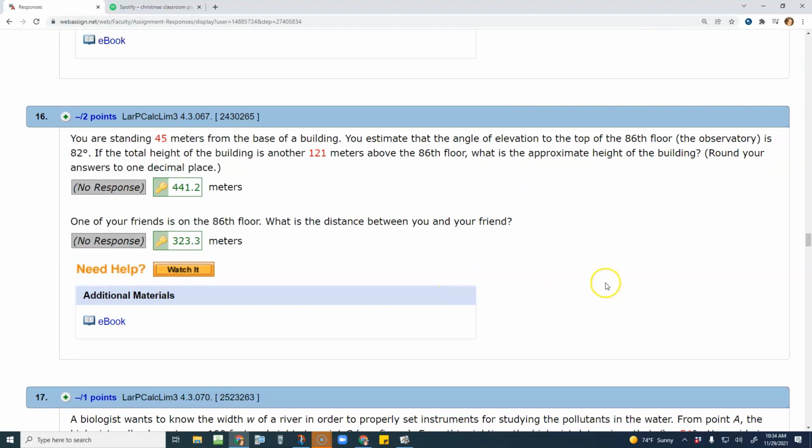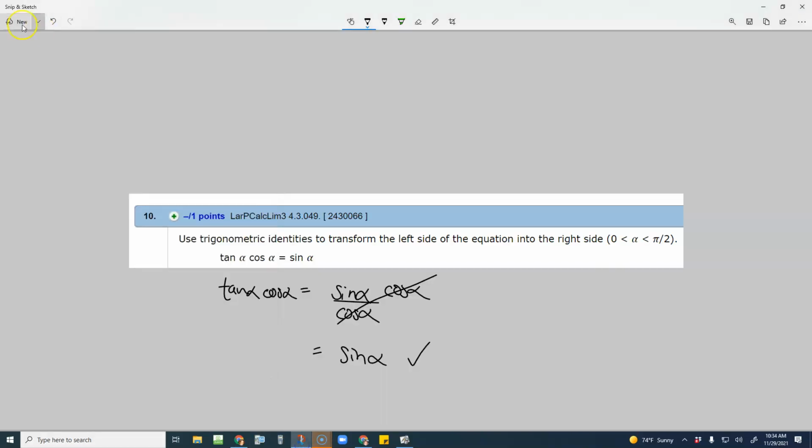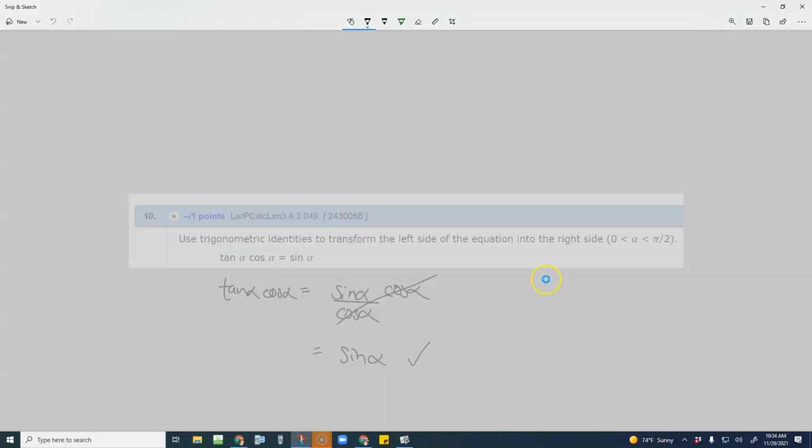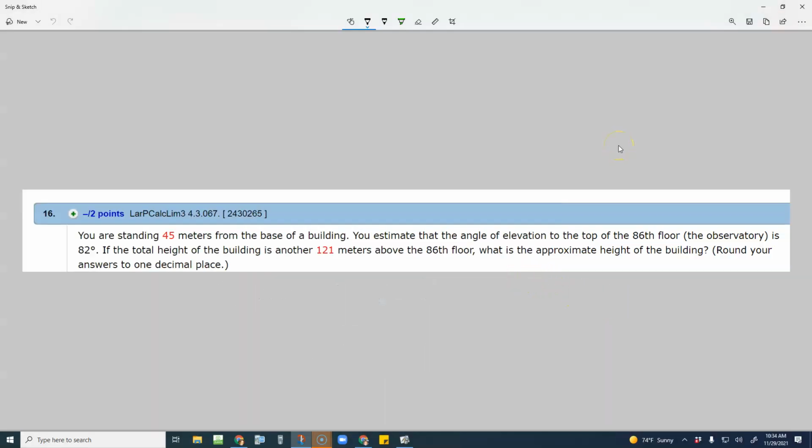And number 16 says you got to do some word problem-y stuff, but I think you're just making a triangle, aren't you? You're standing how far from the base of a building? Oh, come on, show me you're awake. 45 meters. So you're standing 45 meters. Let's make this you. Let's make this the building. From the base of the building, you estimate that the angle of elevation, you're looking at the 86th floor. Why? I have no idea, but that's okay. You're estimating that you're at an angle of 82 degrees.